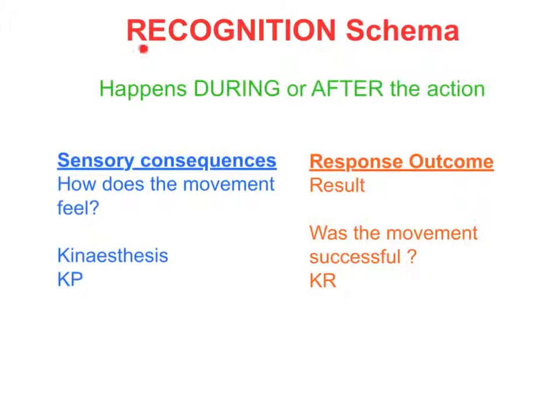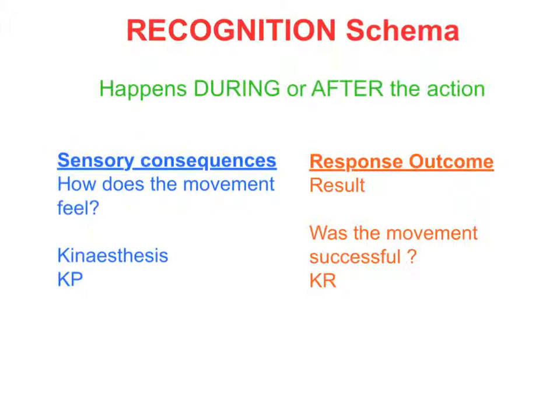Then we have recognition schema. Recognition schema happens either during, if it's a more continuous, longer duration skill, or, if it's a discrete skill, after the action, where I would review it. So I get 2 sources of recognition schema, and the first one are the sensory consequences.